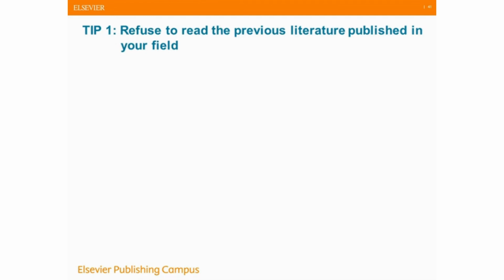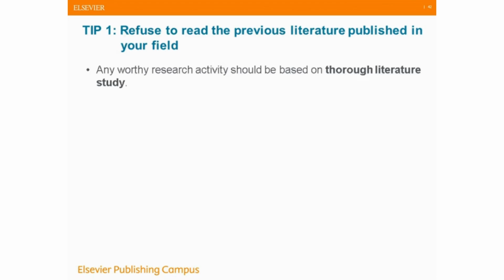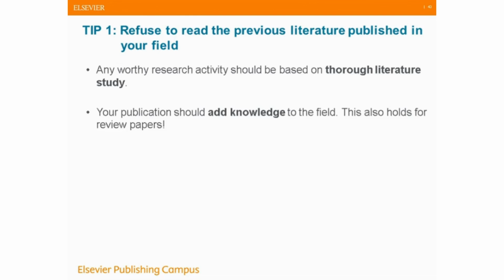The first one is actually also pointing to what you should do at the start of your research project, which of course precedes publishing of your results, and that's reading the literature. So you might want to refuse to read the literature in your field, but you should of course realize that it's very important that if your research wants to have some value, it should of course be based on what is already known, what is already available, and your publication should actually add knowledge to the field. And this is something that should also hold for review papers.